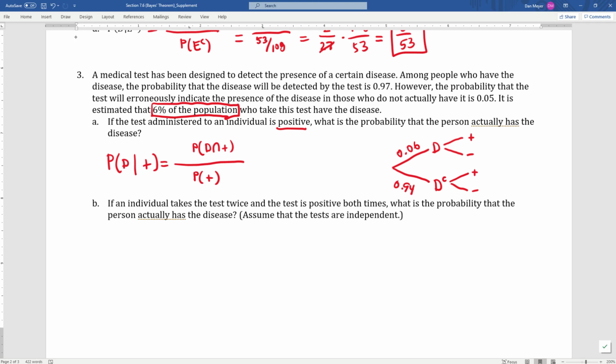All right, so for the person who has the disease, it says here the probability that the disease will be detected, that's a positive test. So the probability that our diseased person is going to get a positive test is 0.97. And so if we want to know the probability that a person is diseased and gets a positive test, we can multiply those together. 0.06 times 0.97 gives 0.0582.